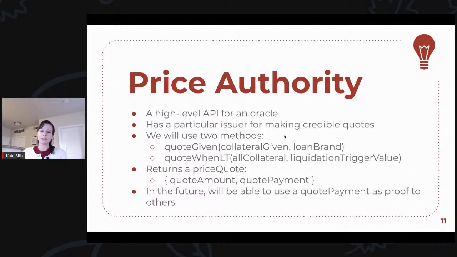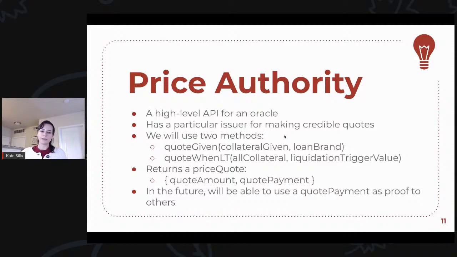So we're going to use two methods on the price authority. We're going to use a quote given, which you pass in the amount that you want the quote for and the brand in which you want the quote. So for instance, I'll be passing in an amount that represents all of the collateral within the loan. And then I want the value of the collateral in the brand that the loan is, so in the money brand, essentially. And we're also going to be using a quote when less than, or quote when LT, and that, as we'll get into later, returns a promise for a quote that will trigger when the value of the collateral goes below a certain trigger amount.